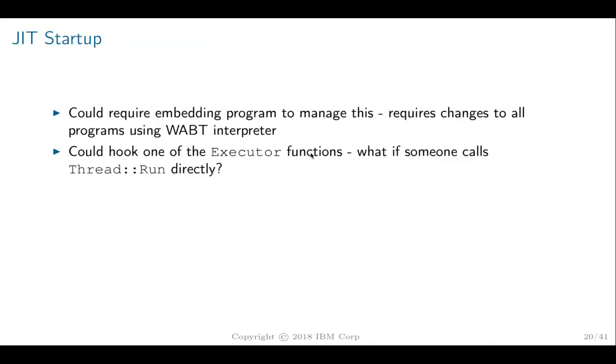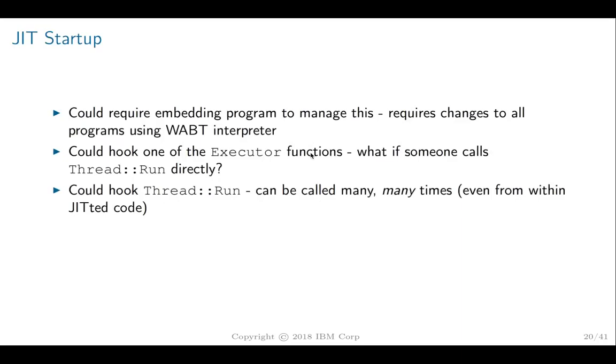You can just call thread run directly. There's nothing stopping you. So if they did that, we would crash, and that's not good. We could hook thread run as well, but that's called many, many times, even within JITted code if we call an interpreted method. So adding checks there is not ideal.